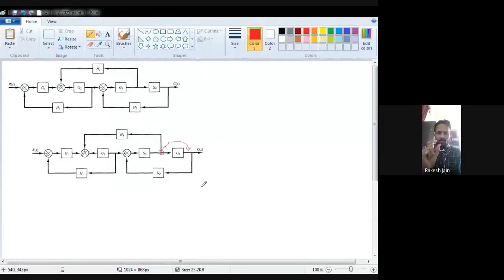Okay, and we know that we can easily move a pick off point after a block, but the gain of that block will also come in reciprocal, 1 upon. Okay, what I want to say, in the first step I just remove this pick off point from here. First of all I remove this red color. Now see, I remove this pick off point from here and shift this pick off point after this block.